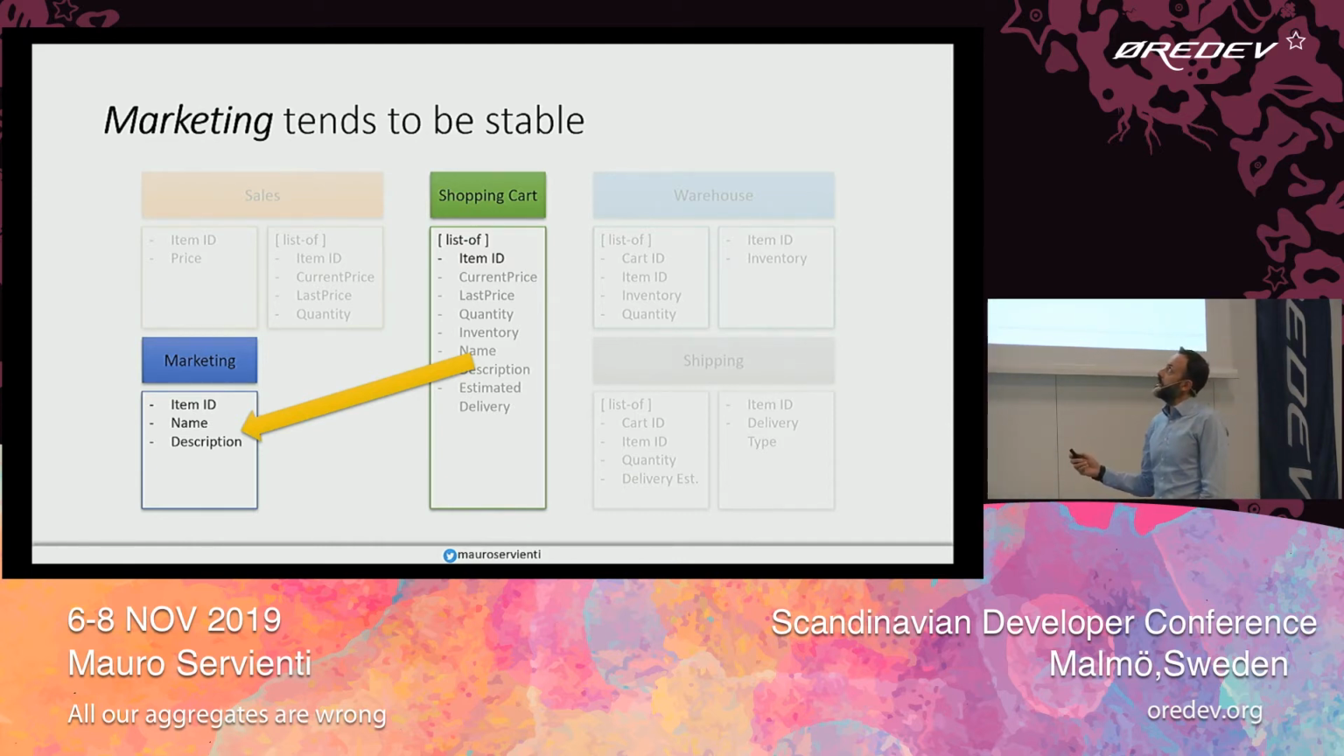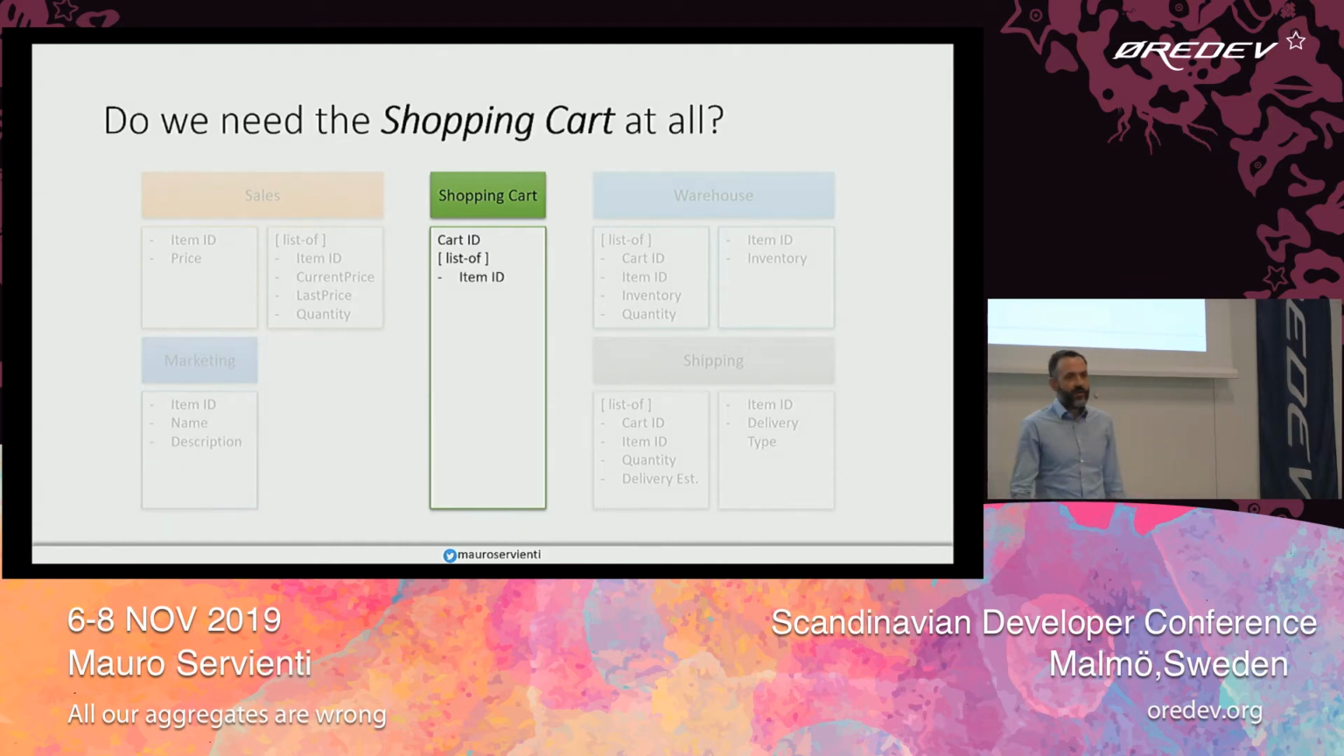So at this point, do we need a shopping cart at all? And the answer is probably no. So one thing that we can do at this point is saying, is there one of these items or services or microservices, if you will, I don't like the word microservices, but, or aggregates that can be responsible for the business concept of the shopping cart? And probably, in this case, can be sales.